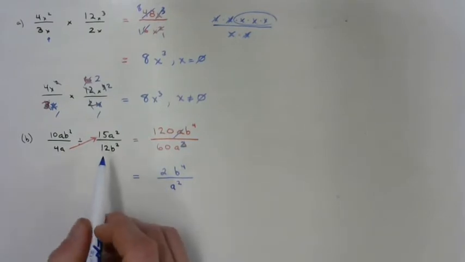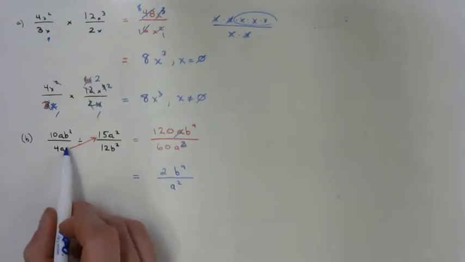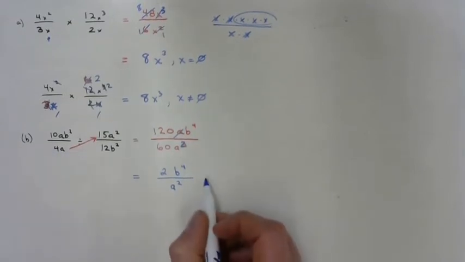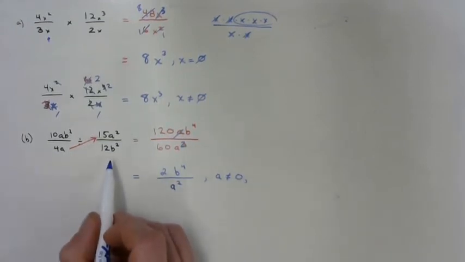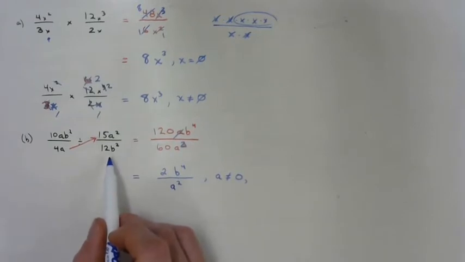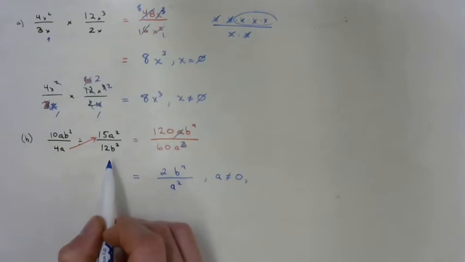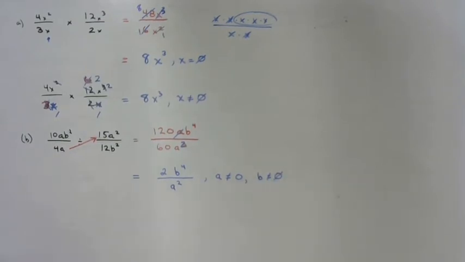Are there any restrictions here? Yes. What can't A be? 0. A can't be 0. And there's another variable in the denominator. So pay attention. Even though B is not in the denominator by the time we're finished, it is in the denominator at some point. It's part of a fraction where it is in the denominator. Therefore, B can't be 0. Can't for now. Good.